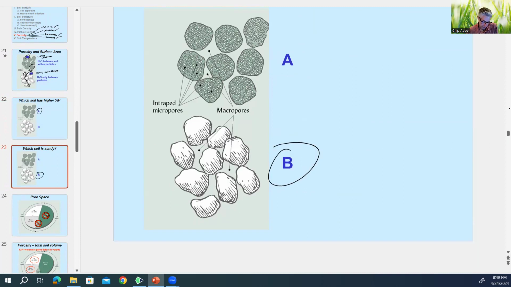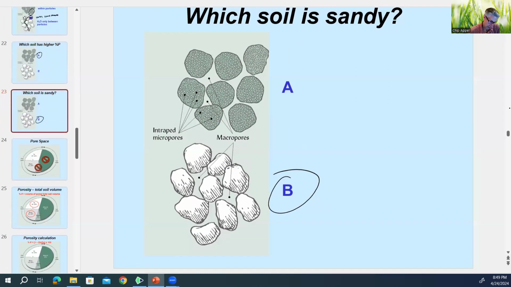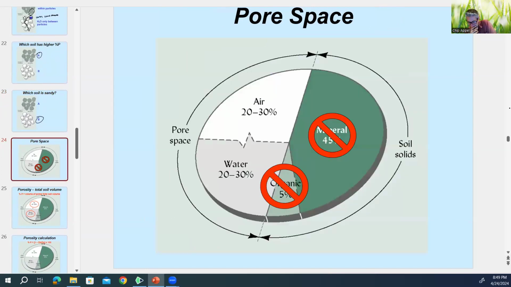And similarly, if we move on and I talk to you about pore space now, hang on a second here. Pause that sucker.